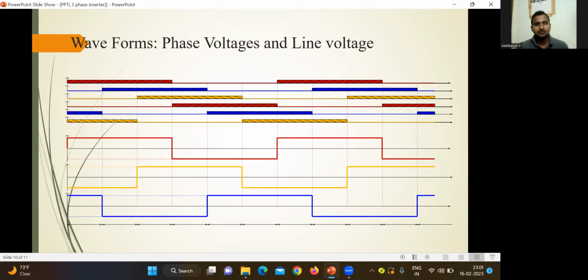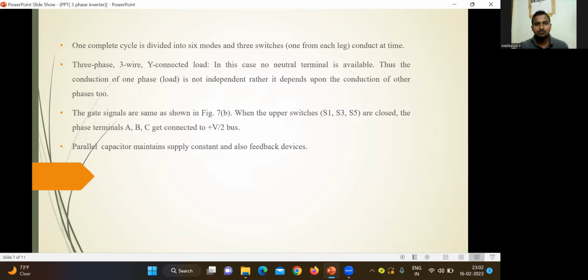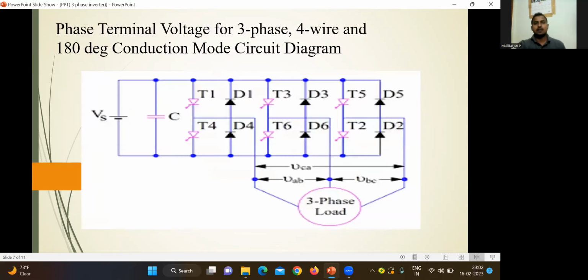Means T1, T6 and T2, T4, T5 and like that T6. These are the waveforms of 180 degree conduction. So this is about the three-phase inverter with 180 degrees conduction mode.